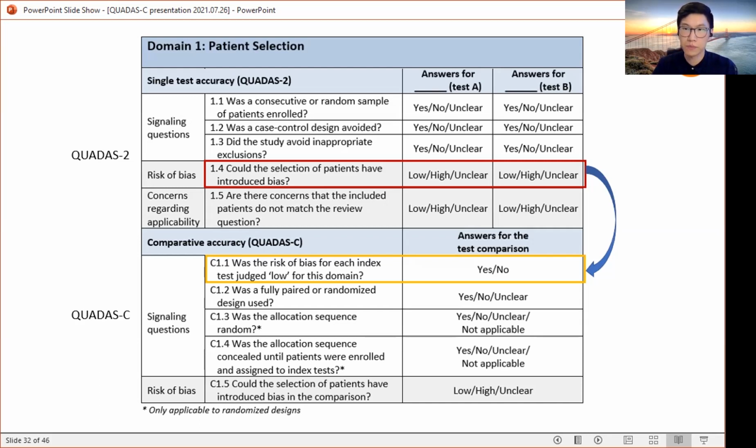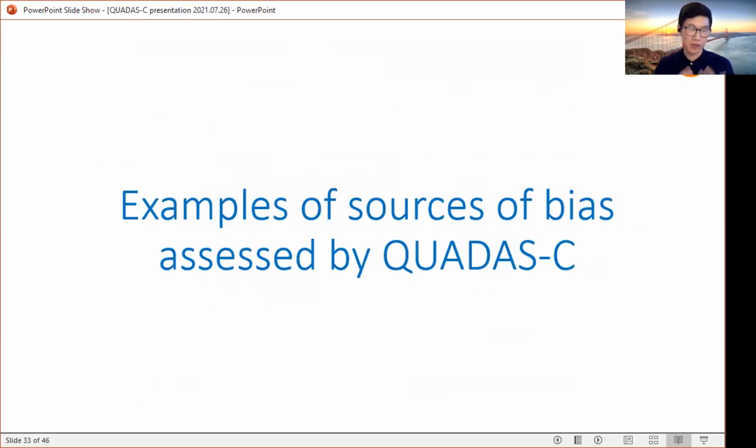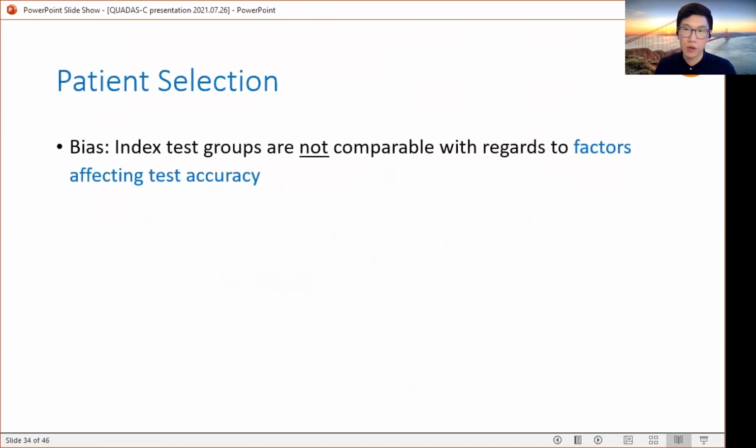Thank you. I will be just touching on a couple of sources of bias that are covered by QUADAS-C. There are too many to cover all of them, but I will just cover one from each domain. For example, for the patient selection domain, one source of bias is when the index test groups are not comparable with regards to factors affecting test accuracy. We also call this confounding.